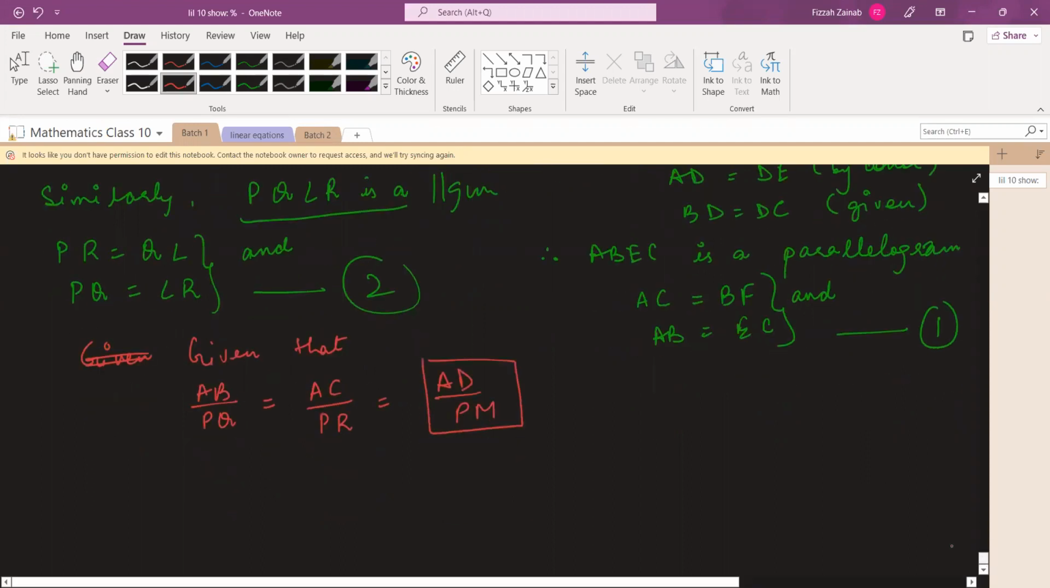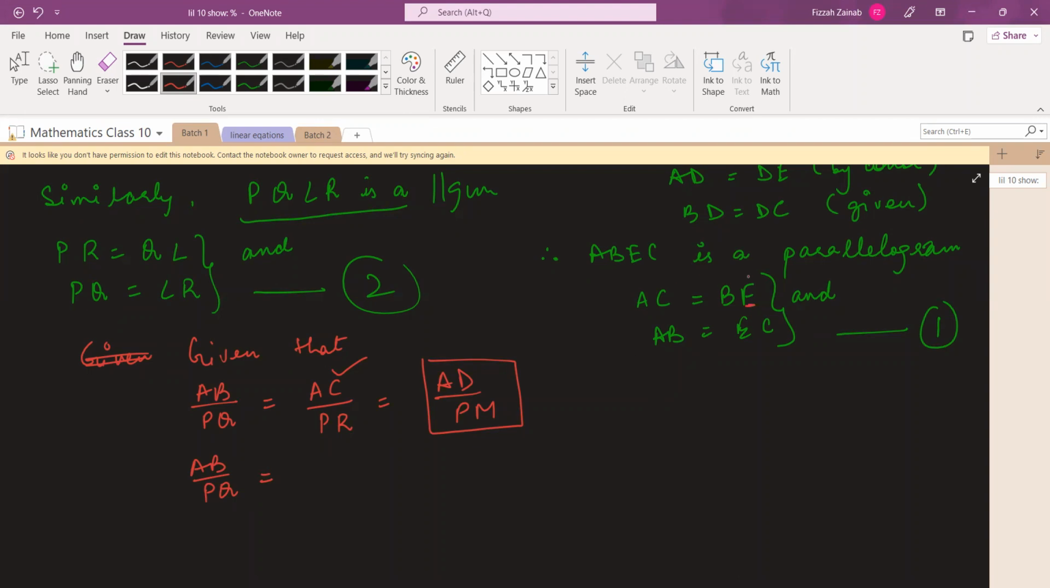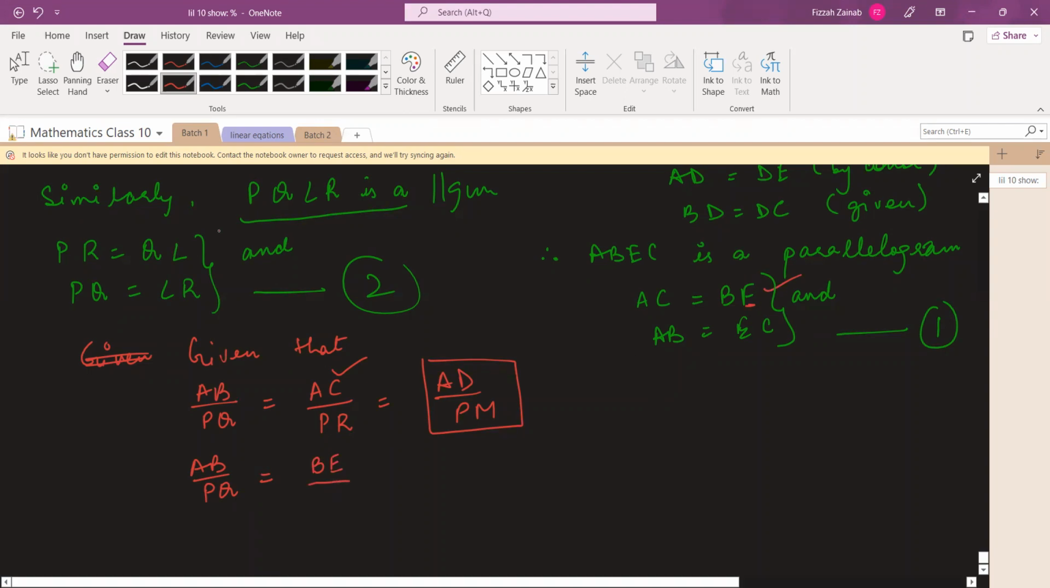Now what we can do here? AC by PR. Let us change first of all this side. AB by PQ, right? Now in place of AC, what can I write? Sorry, this was BE. So I can write BE from here, right? So in place of AC, I'm writing BE, fine. And in place of PR, I'm writing QL. Is that okay? Yes, ma'am. Is equal to AD by PM. Okay.